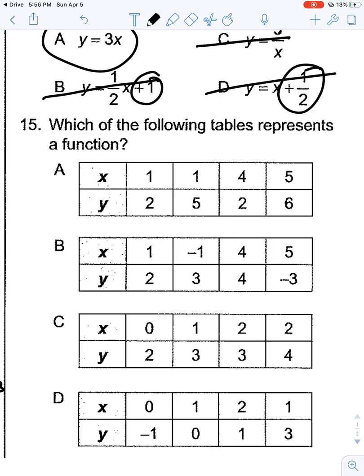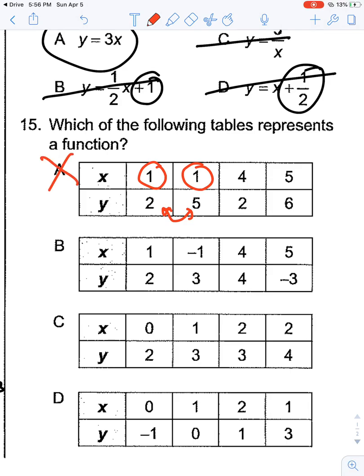Okay, so what are we looking for? Well, we're looking for an x that has the same value but has different partnered y's, if you will. We're looking for different outputs for the same x. And if you look at A, you can see that right here. Here's the same number for x, but they've got two different outputs, two different y's.